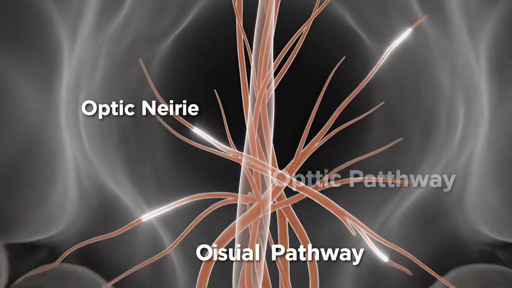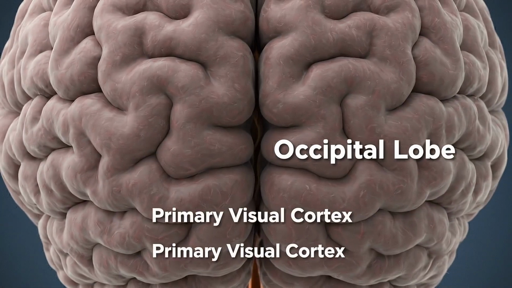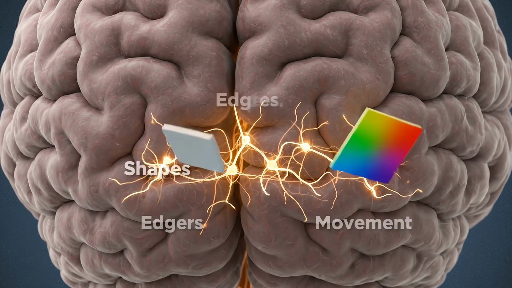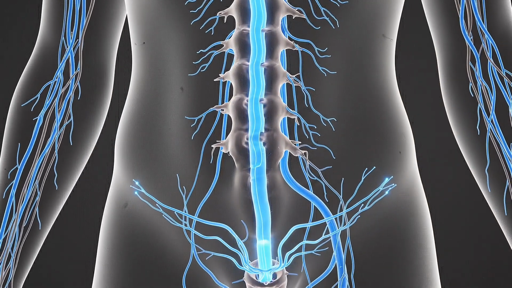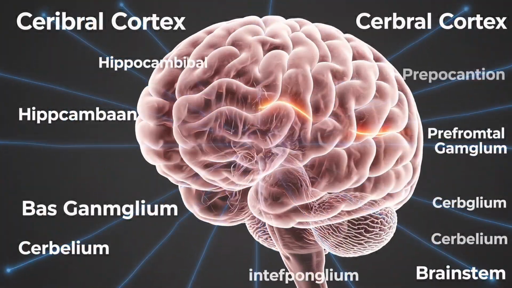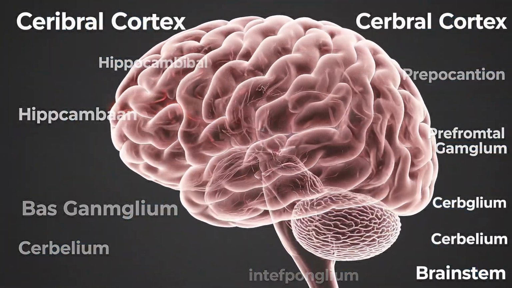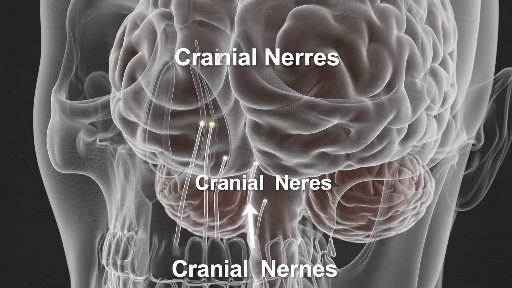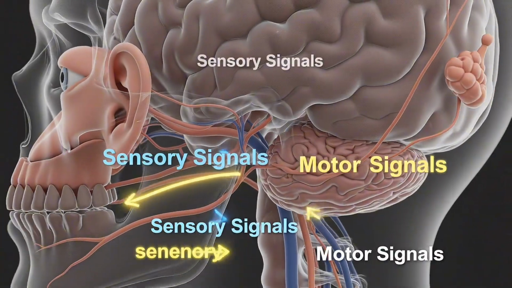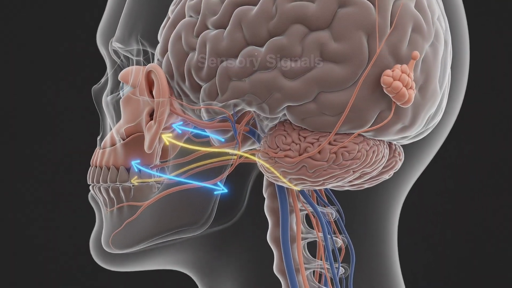Welcome to a detailed look at the visual system. Light enters the eye and hits the retina. Signals travel up the optic nerve. Sensory input from eyes, ears, and skin travels along peripheral nerves to the brainstem through the thalamus. The brainstem is crucial. Cranial nerves emerge and connect to muscles. Sensory signals flow in, motor signals flow out.